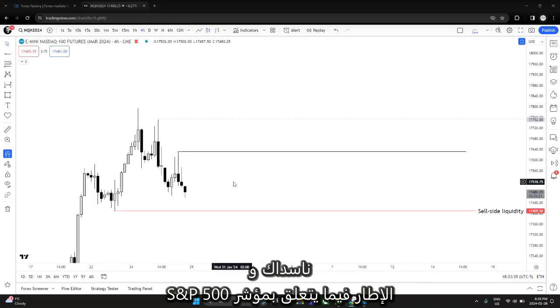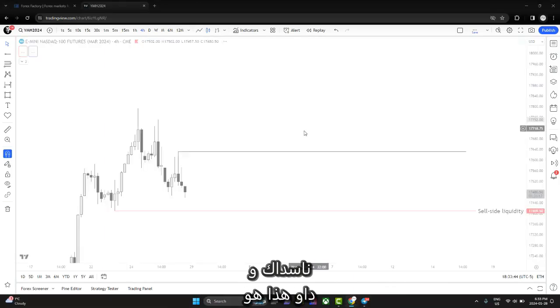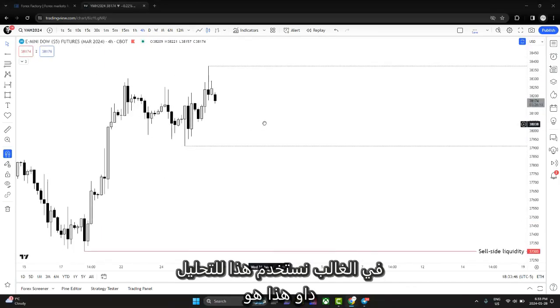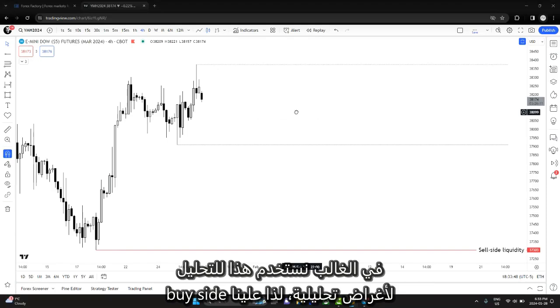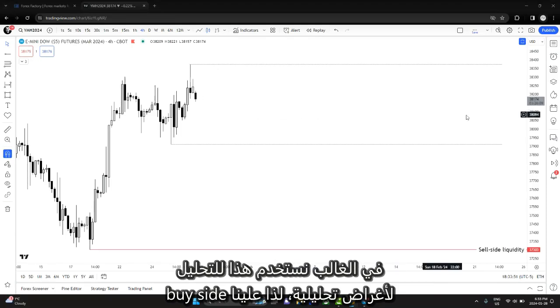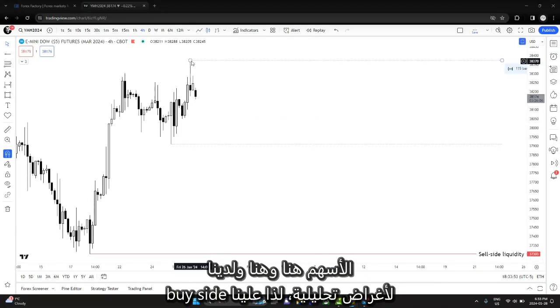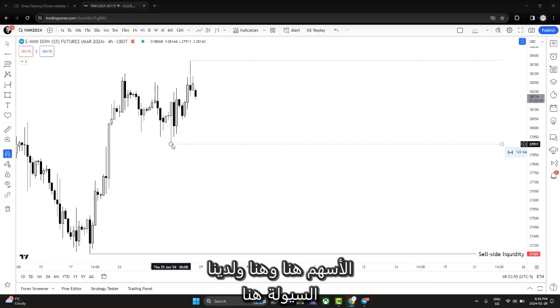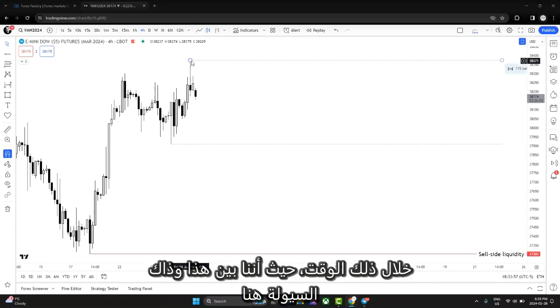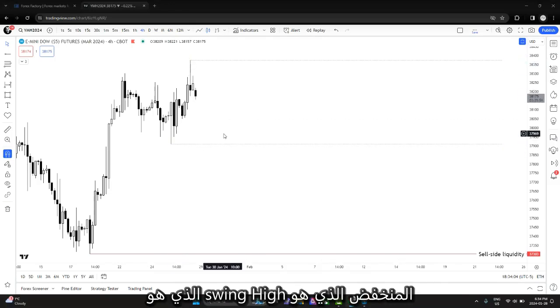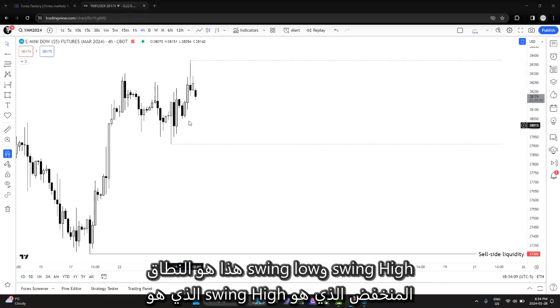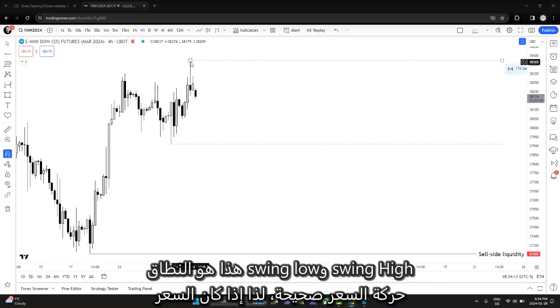I need to see SMT divergence on the daily time frame in regards to the S&P 500, the Nasdaq, and the Dow. This is the Dow. Mostly we use this for analytical purposes, right? So we have buy side liquidity here and here, and we have sell side liquidity here, right? Since we are between this high and this low, which are a swing high and a swing low, this is range price action, right?